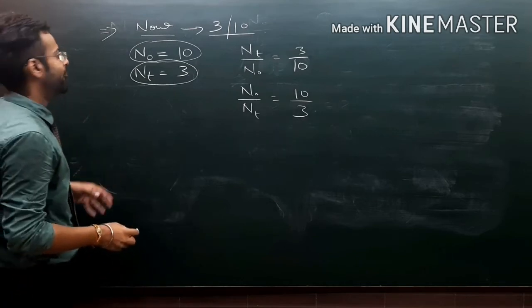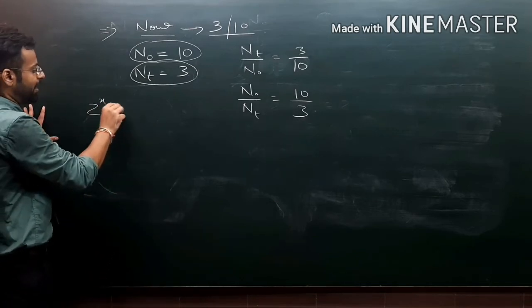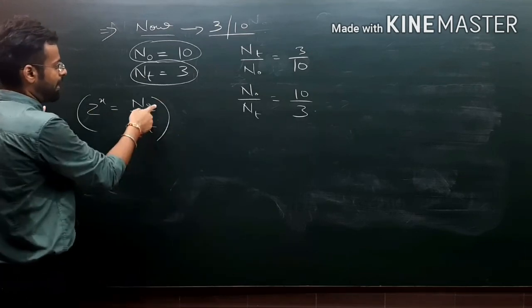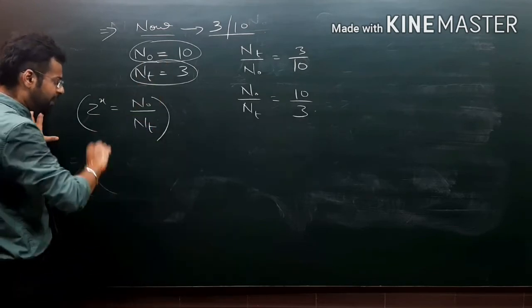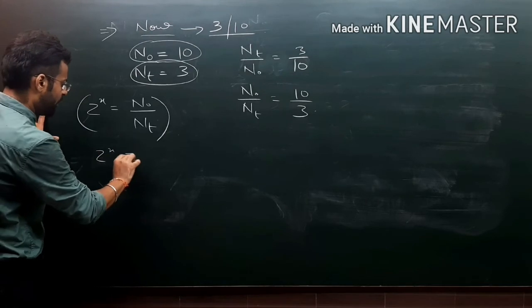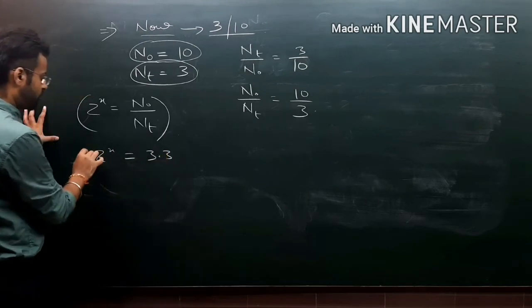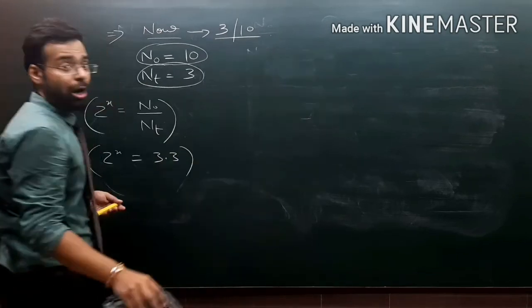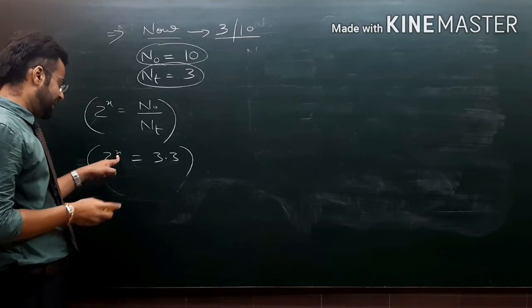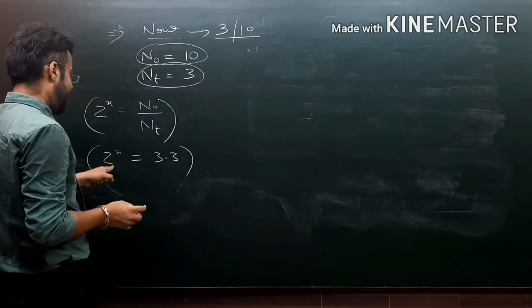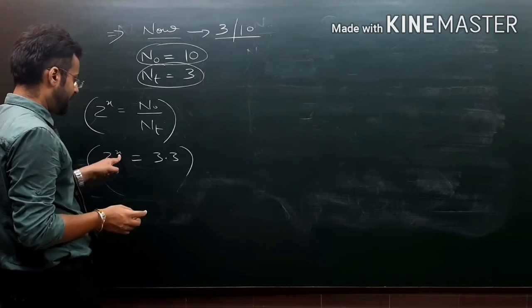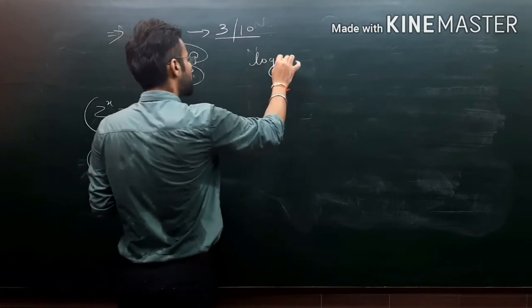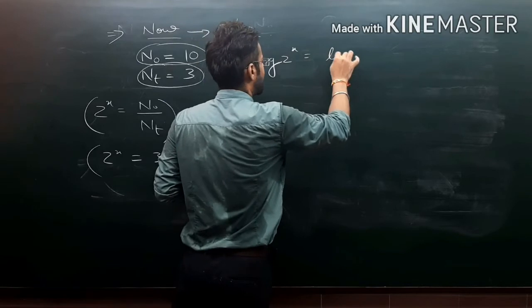And again, applying the formula. What is the formula? The formula is 2 to the power of x is equal to n0 by nt. We know n0 by nt is 10/3, and that is equal to 3.3. So 2 to the power of x is 3.3. Now we calculate the value of x. To find what power of 2 gives 3.3, we take log. So we have log 2 to the power of x is equal to log 3.3.